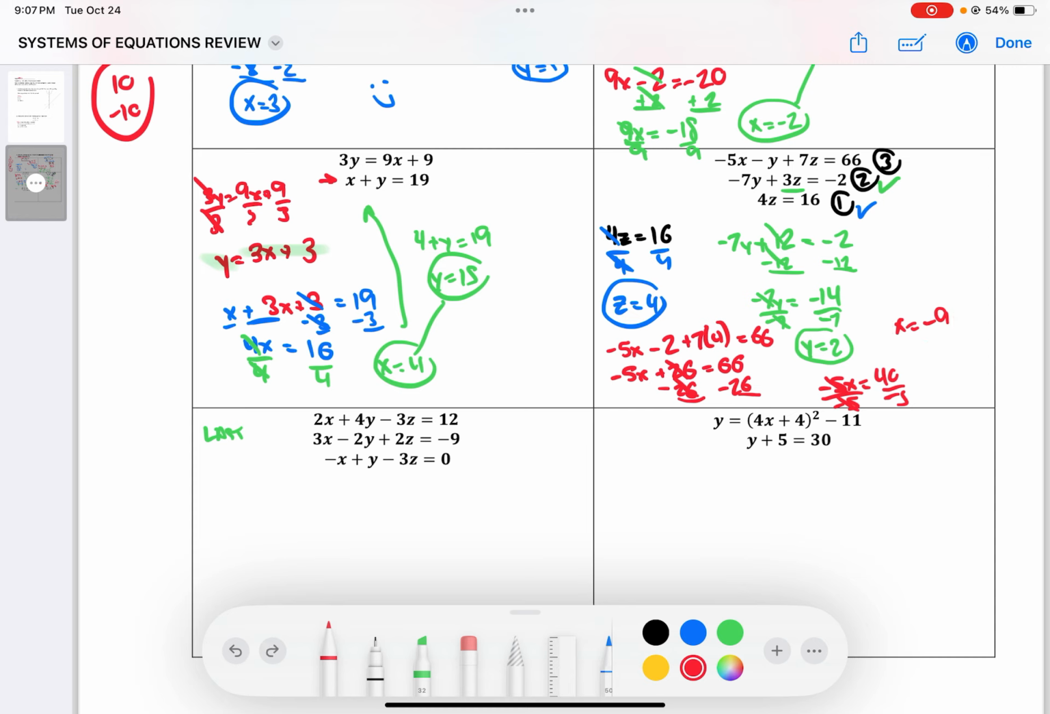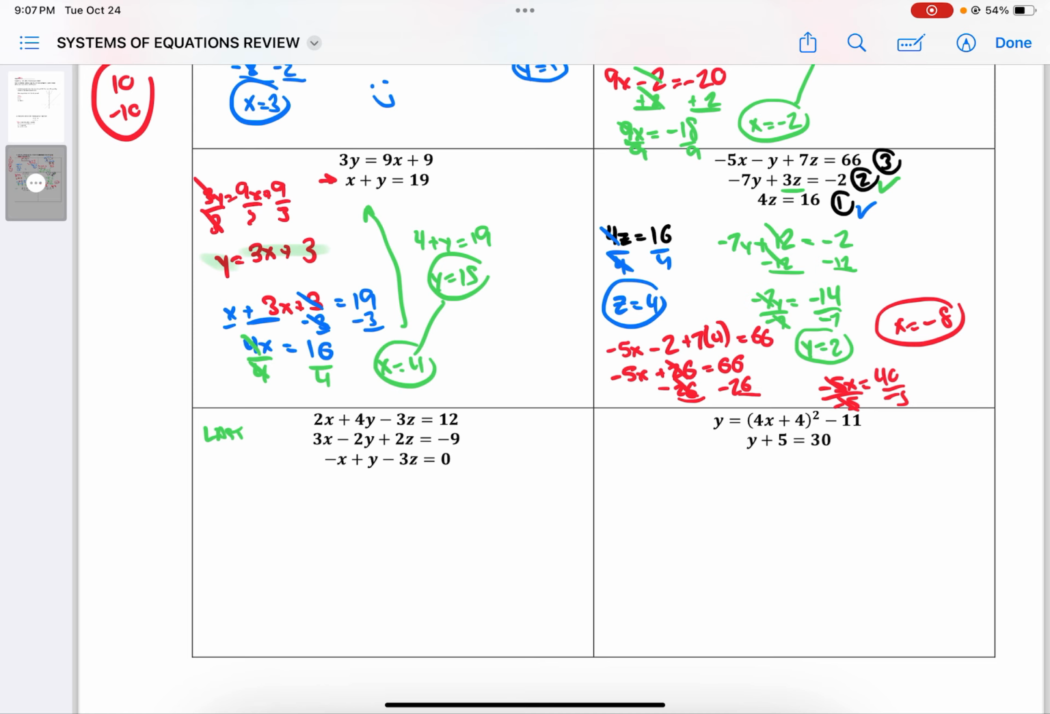No, it's not. It's negative 8. There we go. Negative 8. This is what happens when Mr. Carpenter tries to do mental math at 9:07 p.m. But we've taken care of that one.